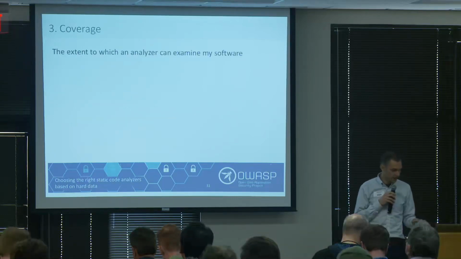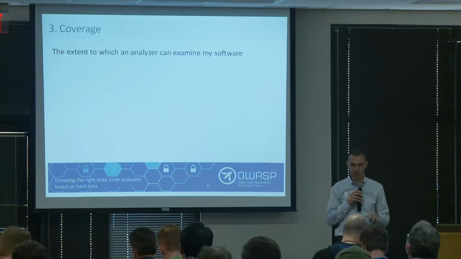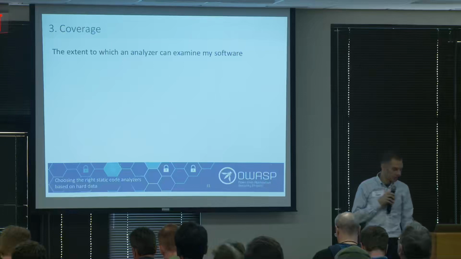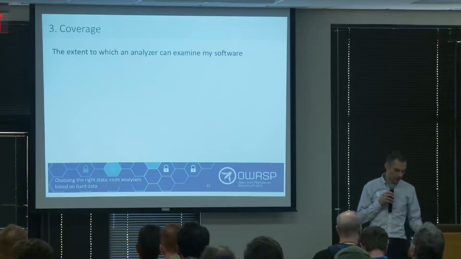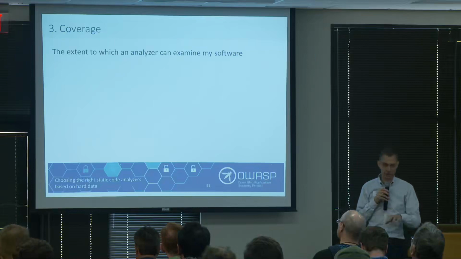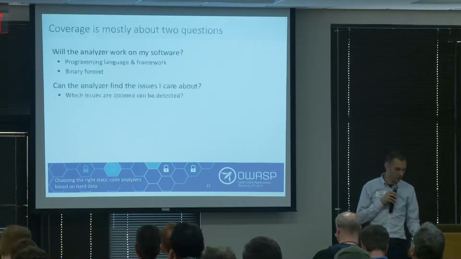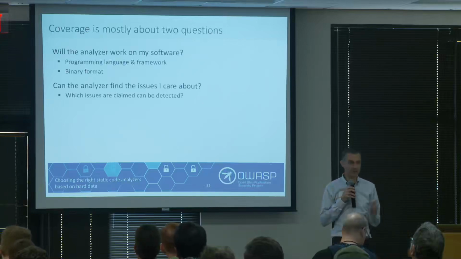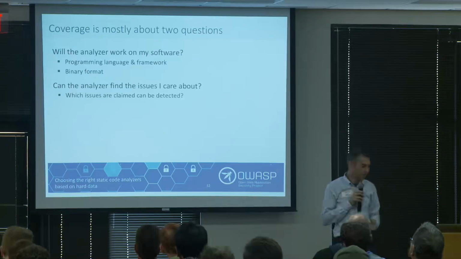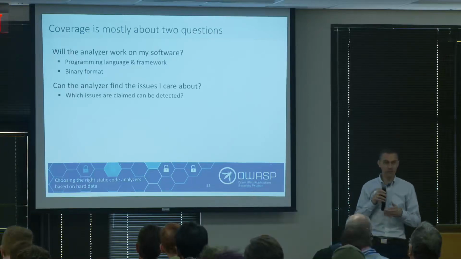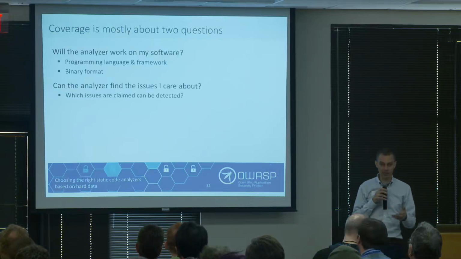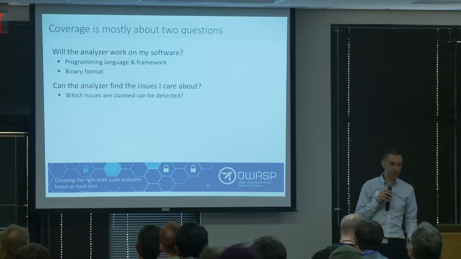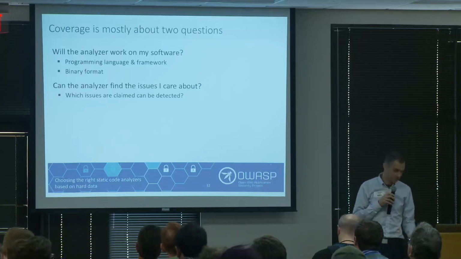So now getting into some of the more technical measures of an analyzer's performance. These next two categories are coverage and results quality. So coverage is really important, and it's the extent to which an analyzer can actually look for things in your software. And that's really about two questions. So first of all, will it work on the software that I have, right? So if I have C, a Java analyzer is not going to be so good for you. And if I have source code or binaries, right, it's got to accept those inputs. And then the second one is much more thorny, right? It's about, can the analyzer find the issues that matter to you?